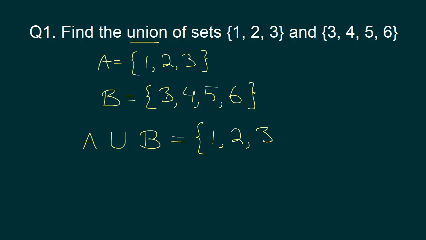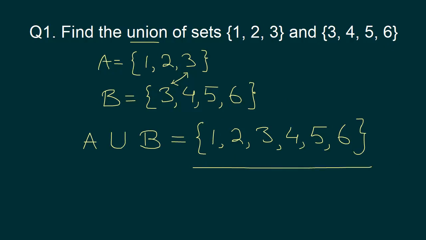And now we want to write all elements of B. But also remember that we do not repeat elements. So here we notice that the element 3 belongs to both the sets. So we have already written 3 as part of set A. We do not want to write 3 again because we do not repeat elements. So we will start with 4. So we will write comma 4, 5, and 6. So A union B, or the union of these two sets, will be this set.